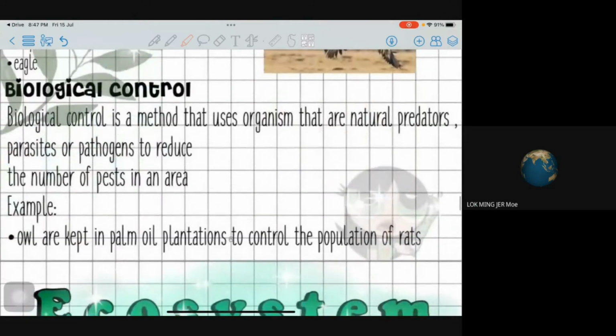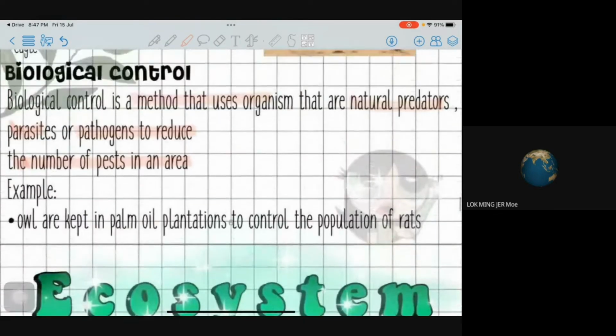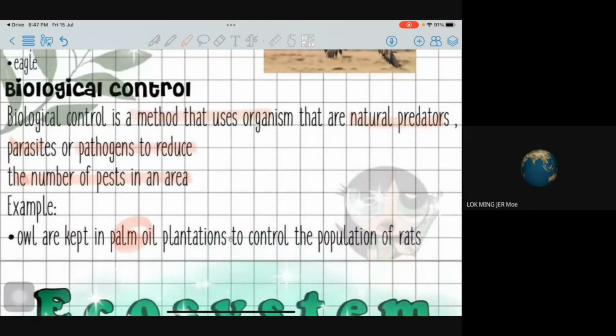Okay, biological control. What is meant by that? It is a method that uses organisms that are natural predators, parasites, or pathogens to reduce the number of pests in an area. For example, we keep owls in a palm oil plantation because we want to control the population of the rats. So this one we call biological control, without using pesticides, because pesticides are not good for the environment, not environmentally friendly.